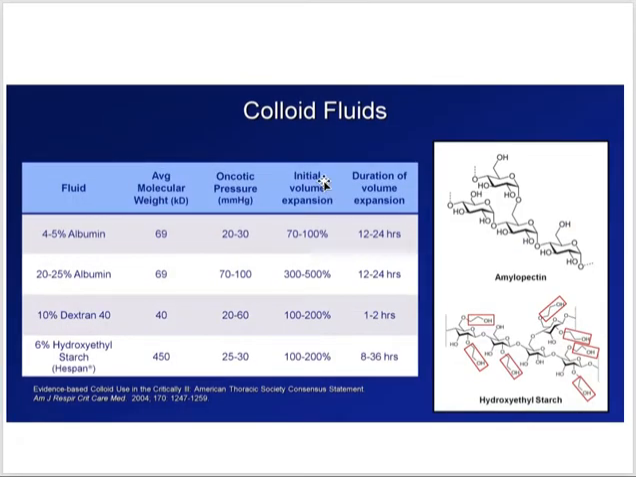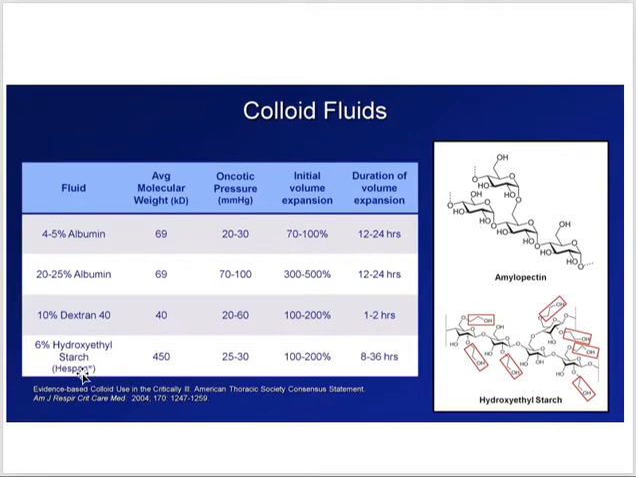These are some colloid solutions. This is the same slide which I uploaded last week, and you can see 5% albumin. There is 20 to 25% albumin as well. There is 10% dextran also available, and then there is 6% hydroxyethyl starch, Hespan.